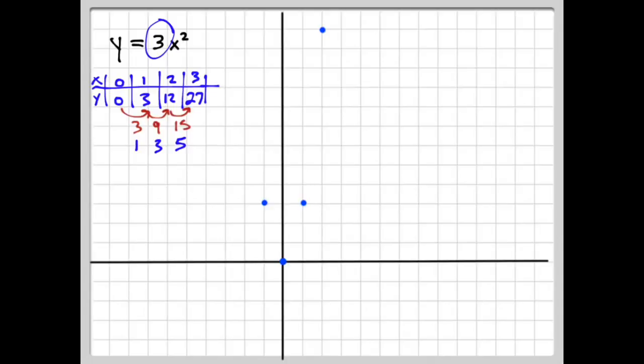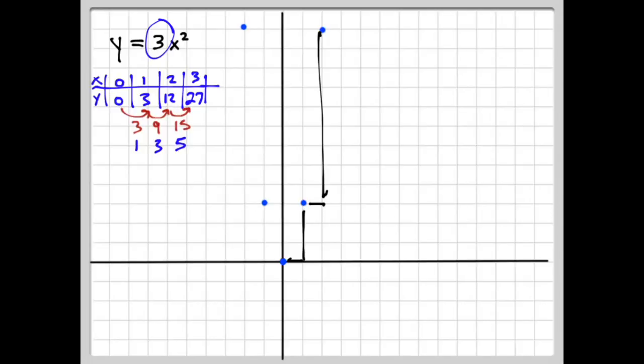And we have its symmetric point on the other side as well. See? 2, 12. It's right there on the table. So instead of going 1, 3, 5, we're going up 3, up 9, up 15. So we went over 1, up 3. Over 1, up 9. And then the points on the left are mirror images of the points on the right.